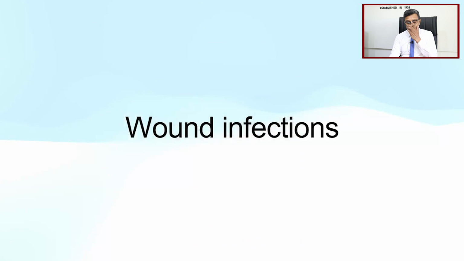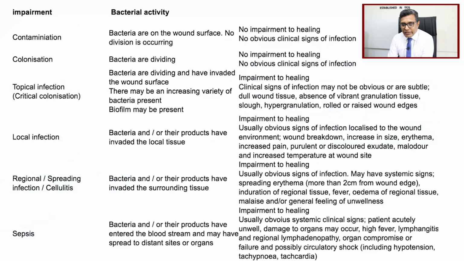Now we talked about wounds. We talked a little bit about wound infection, and you need to know some basics about wound infection rather than going straight into management. So there are a few definitions that you need to know. What is a contamination? What is colonization? What is a topical infection? And what is a local infection? And what is cellulitis? And what is sepsis? So these are all defined things, so you need to know what you mean by that. It's a universal language.